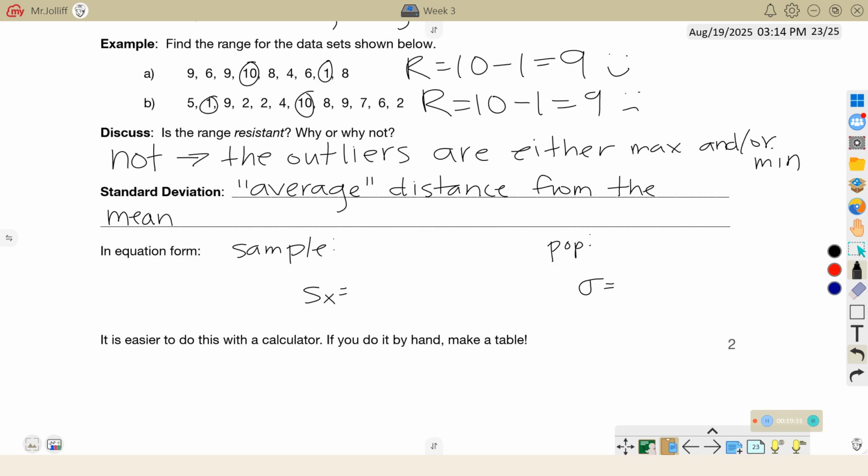I know, the giggles every time I say that letter. I'm going to have to say it a lot because we're going to be looking at population standard deviation quite a bit. So Sx for sample, sigma for population.